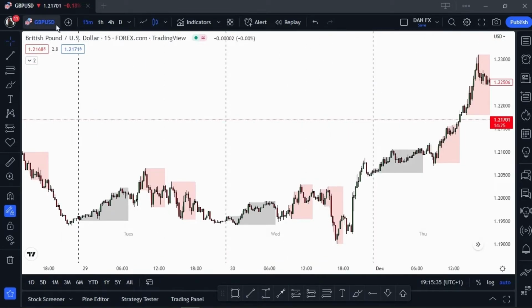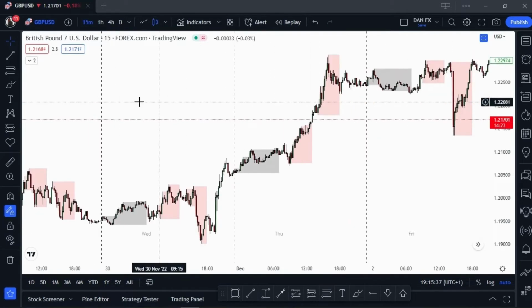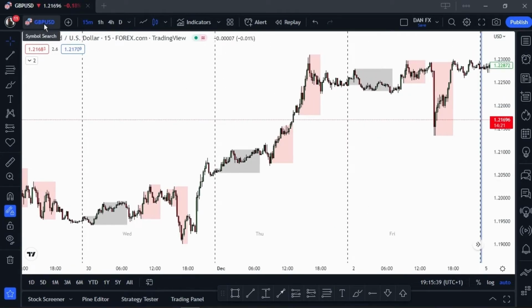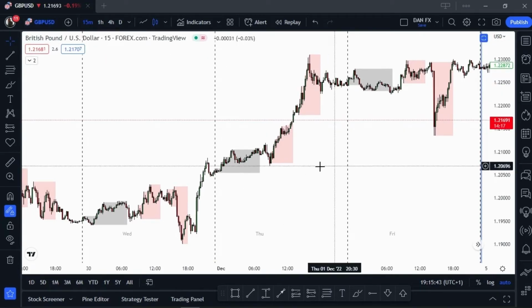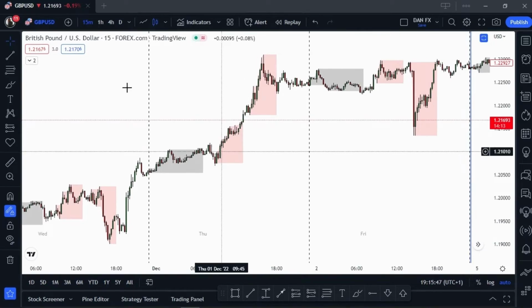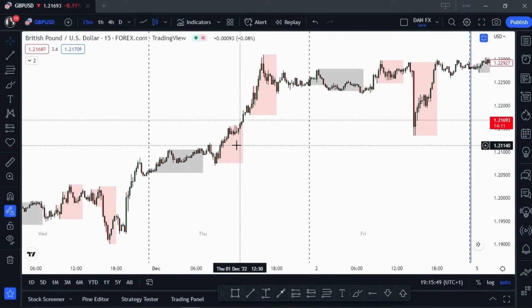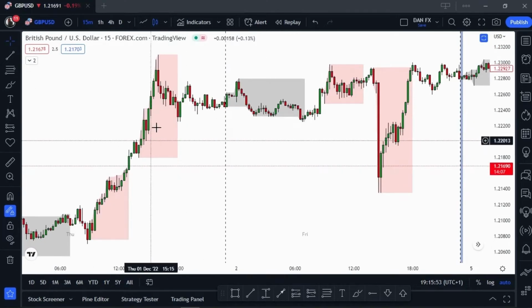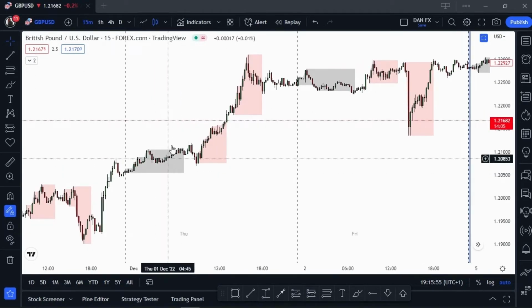For example, I have GBPUSD, right? That is the Great Britain pound and the United States dollar. So we know the pound moves at the London session. It's a London session pair. It moves at the London session and also has USD in it, so it would also move during the New York session. So in the Asian session, it won't move.